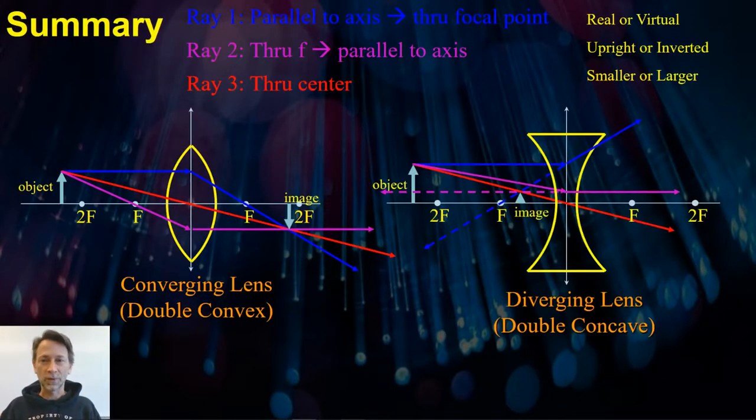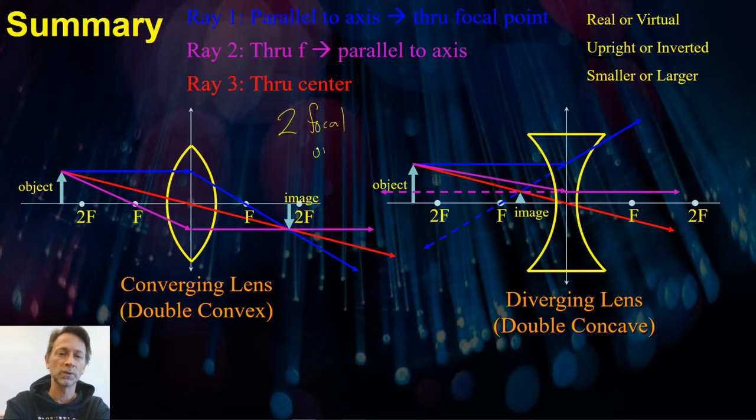So in summary, you'll notice that we're still doing real or virtual, upright or inverted, small or larger. We still have our 3 ray rules that we're drawing. You really only need 2 of them to get a good picture, but the third one helps confirm where it's at. And they're more or less the same as the mirrors. So parallel, focal, focal, parallel, and then through the center. But the biggest thing to remember is that there are always 2 focal points, and you only use each one once.